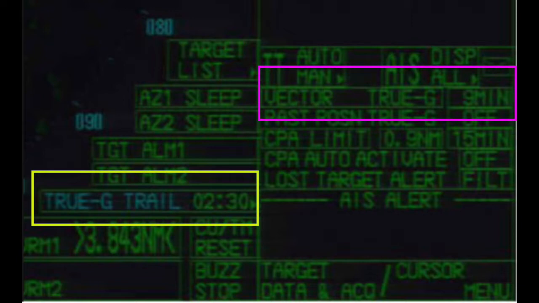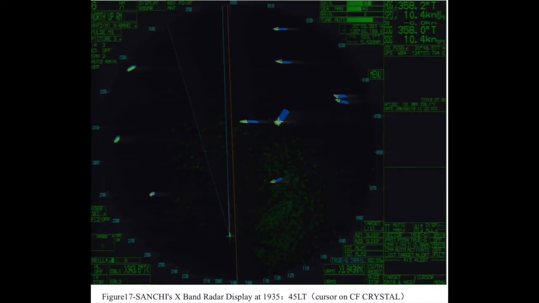The second one is the vector of target and own ship's speed vector. Here is 9 minutes. In a situation like this, with only 4-5 targets on our starboard side, 9 minutes is okay. But if you remember what we were teaching in the radar lookout, in dense traffic, this only needs 3 minutes to give a more accurate collision risk estimation.